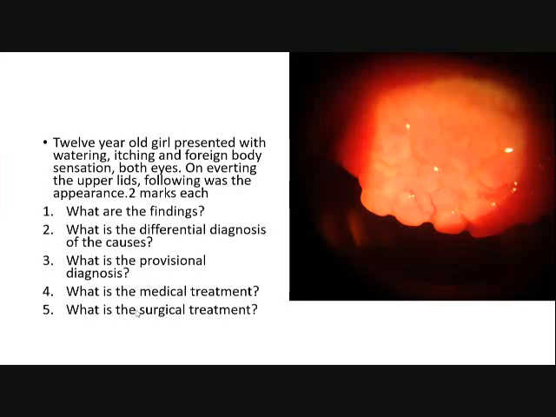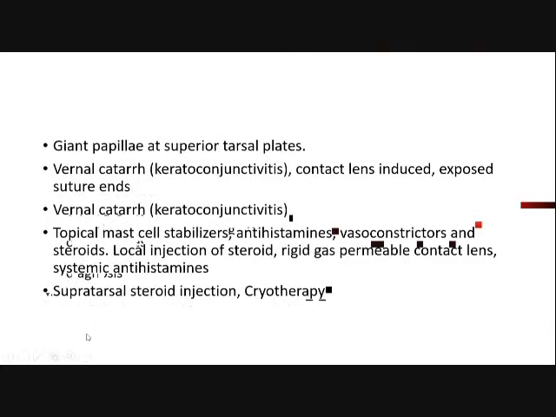Okay, so you have done all the medical treatment and the condition is still not improving. So what options do you have? In VKC, supratarsal steroid injections. Good. Anything else that you can do? Conjunctival excision. Actually, this is a large papilla doing a mechanical sort of thing, so you can do cryotherapy for the giant papillae. Good response, excellent.